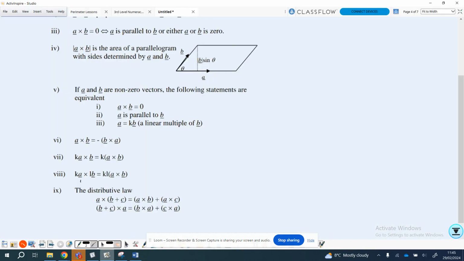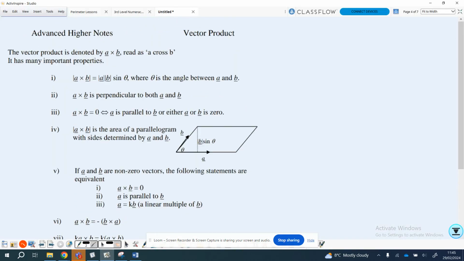Okay, in today's video we're going to be looking at what's known as the vector product. It's part of the vectors topic in the Advanced Higher. The vector product is denoted by A cross B. That times notation, the multiplication symbol, we read as A cross B.